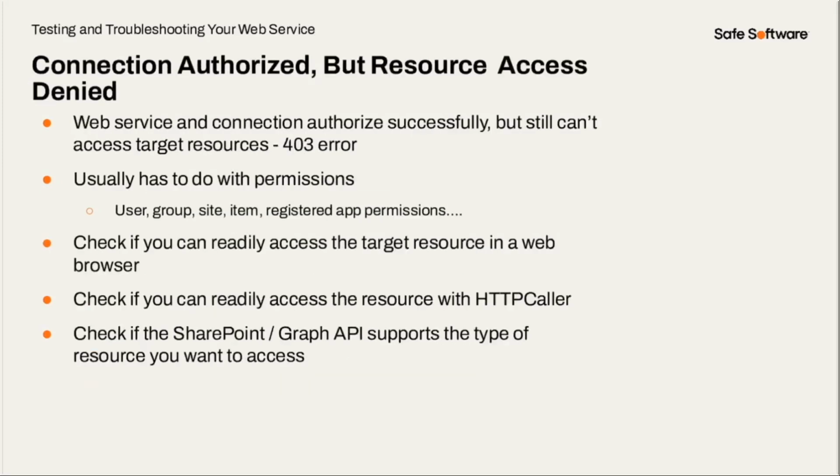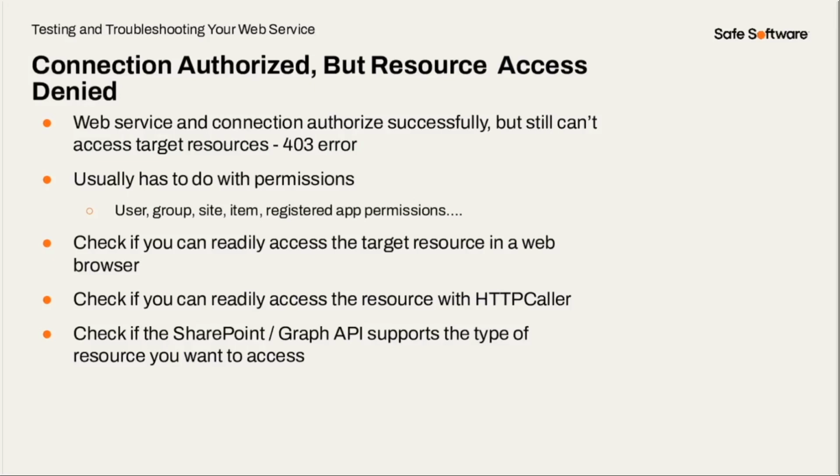And then there's the scenario where you have tested your web service and connection successfully, but you still can't get at your target resources. Often this has to do with permissions, and there are many involved in accessing SharePoint resources. There are user permissions, group permissions, site permissions, item permissions. You get the idea. Lots of levels of permissions to check up on. Often, the errors have to do with the permissions that have been applied to your Azure registered app, and that would be the first place that I would recommend going for troubleshooting.